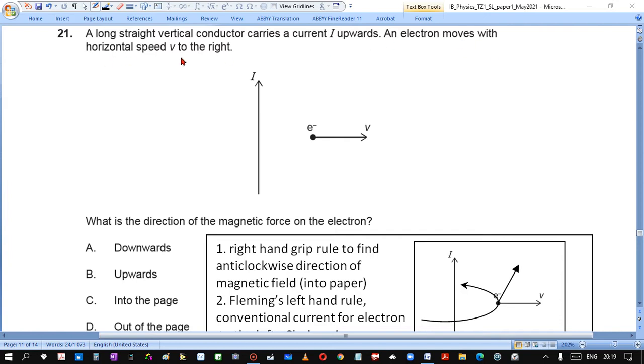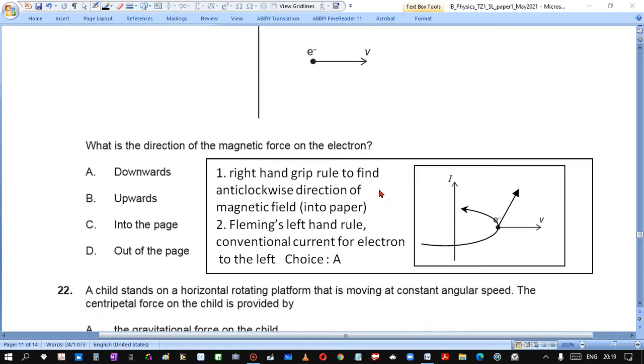A long straight vertical conductor carries the current I upwards. Electron moves with horizontal V to the right. What is the direction of magnetic force on the electron? So I have drawn this picture here. So by right-hand grip rule, we find anti-clockwise direction of magnetic field, into paper at the position of the electron. Fleming's left-hand rule, conventional current for electron to the left, and field into the paper, so force will be down. Choice A.